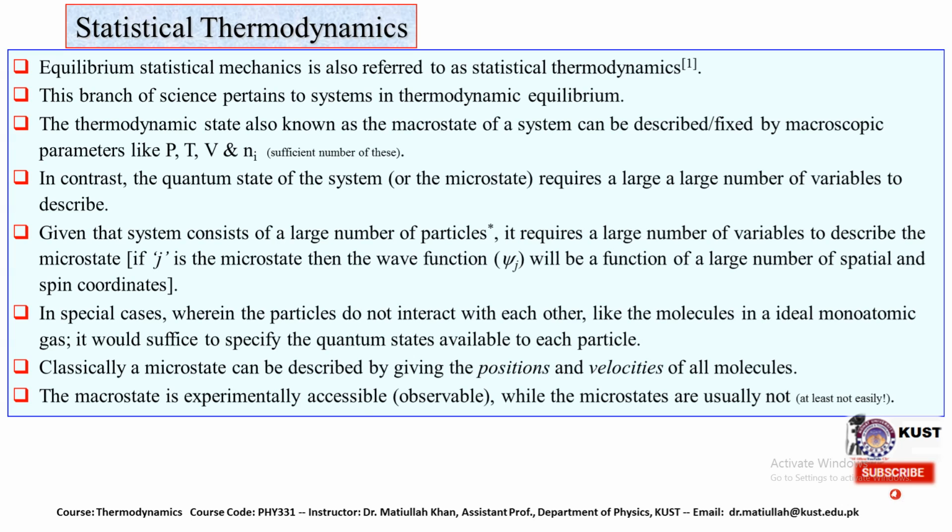In special cases wherein the particles do not interact with each other, like the molecules in an ideal monoatomic gas, we need to specify the quantum state available to each particle. Classically, microstates can be described by giving the position and velocity of all molecules. The macrostate is experimentally accessible, or observable, while the microstates are not, because they are very small.